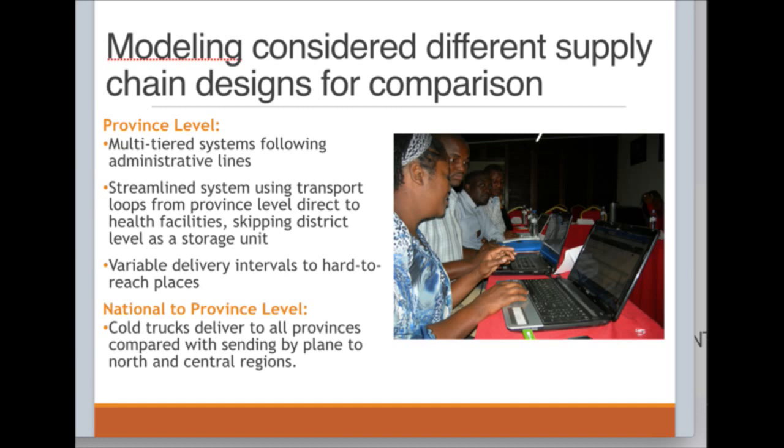Those who know Mozambique know it is a very long country. Maputo is down in the south, and then the north is just up there, you're almost like in Tanzania when you're in the north. And so moving things between the south and north is not a very easy thing in Mozambique. So we looked at how the distribution to the provincial level can be done. And we put up a model that was using haul trucks to deliver to all the provinces. This was compared with a model where the vaccines are also sent by plane to the north and central region.